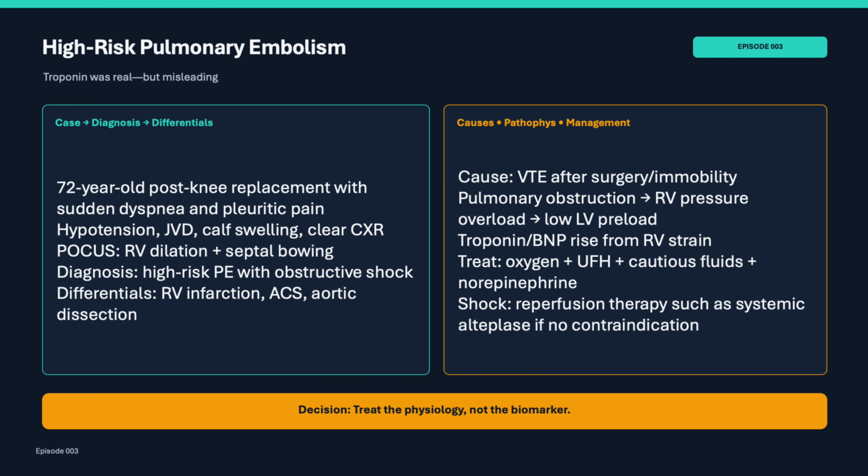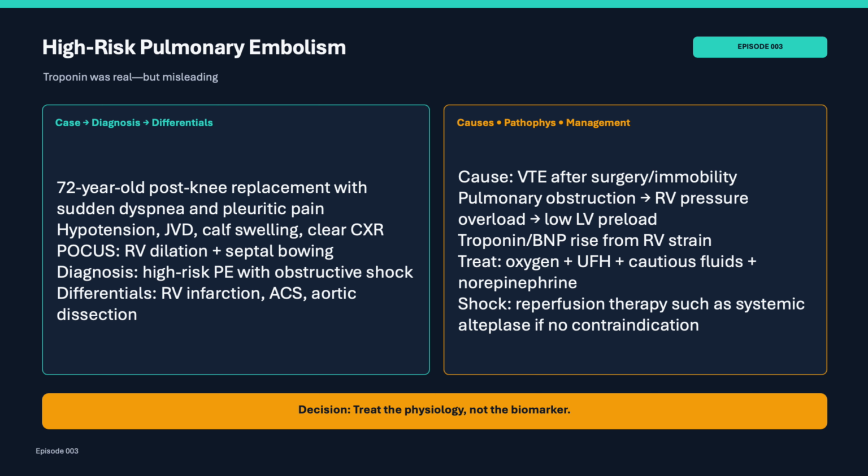He developed sudden shortness of breath, pleuritic chest pain, near syncope, and hypotension. Clinical findings included jugular venous distension, possible unilateral calf swelling, and a relatively clear chest X-ray. Bedside echocardiography demonstrated right ventricular dilation and septal bowing. Troponin and BNP were elevated. The diagnosis was high-risk pulmonary embolism causing obstructive shock.